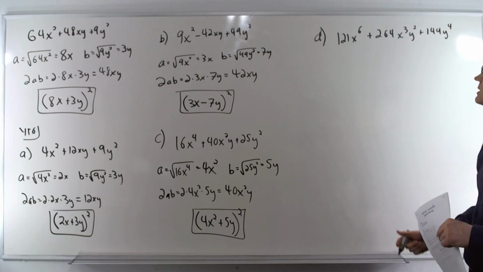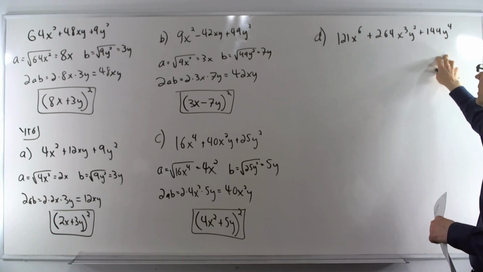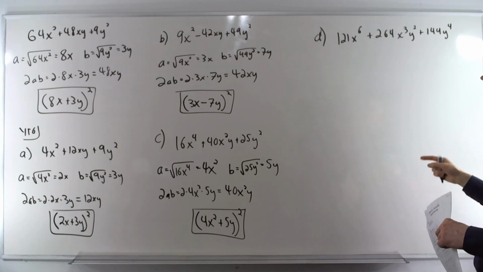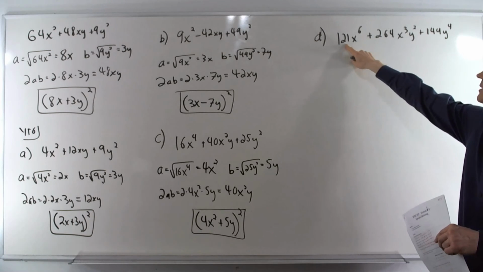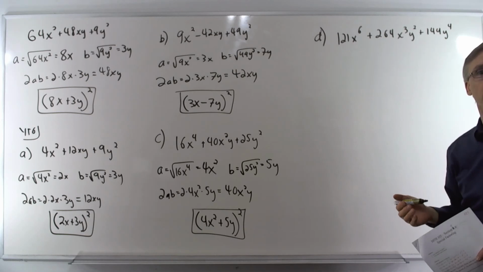So D looks kind of crazy. Got a bunch of higher powers here. It looks like it might not even be factorable. But if you recognize your perfect squares, then you'll recognize this as being a potential perfect square trinomial.